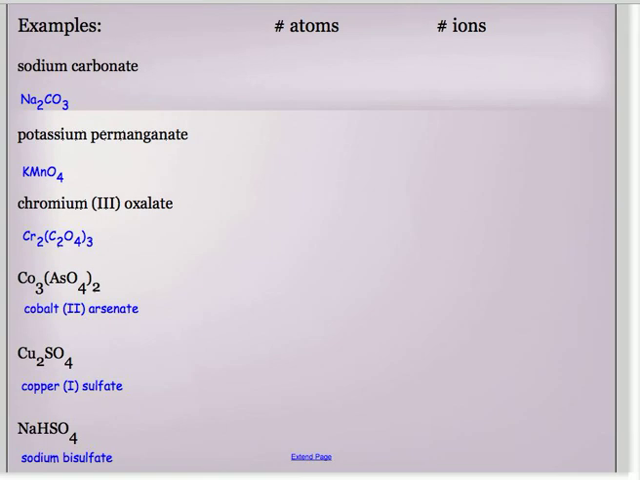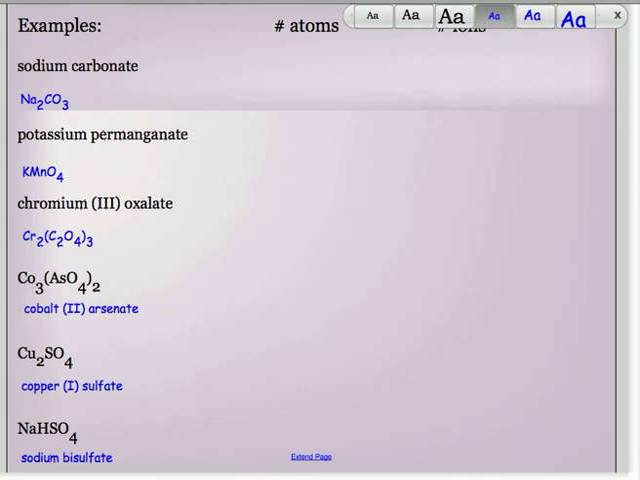You already have the names and the formulas of these, so we're just going to do these two columns over here with the atoms versus ions. And you may just want to write down some little tricks and stuff. We'll do 3 of them together. We'll have you do 3 by yourself, just to make sure that you're okay with it.